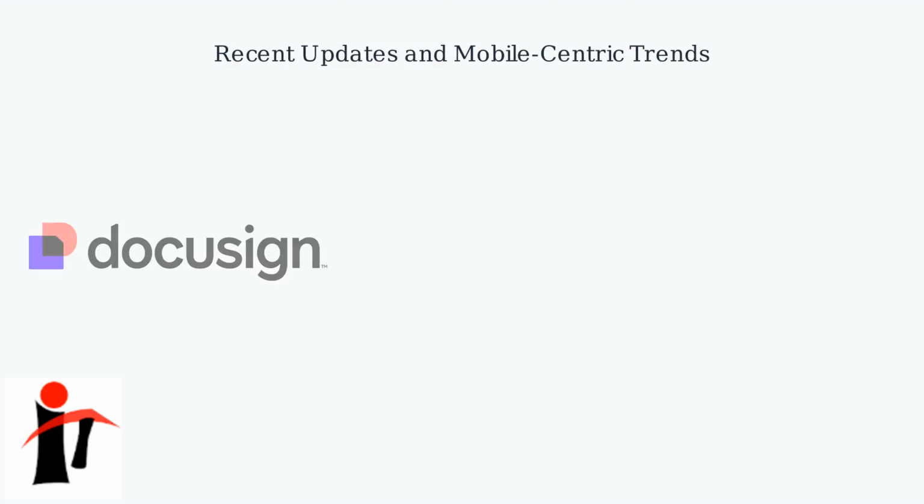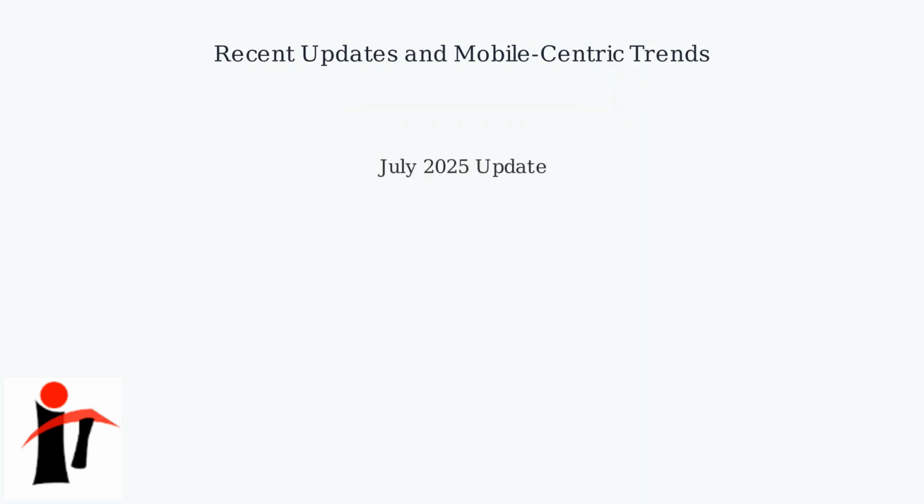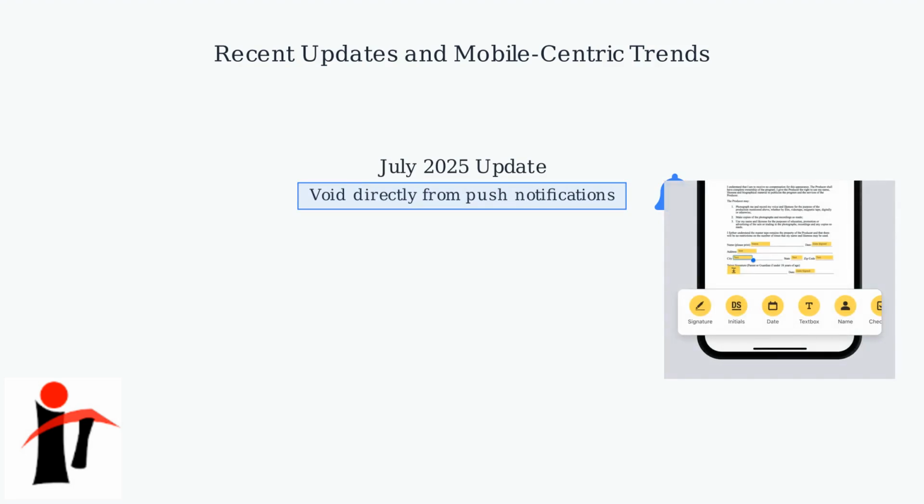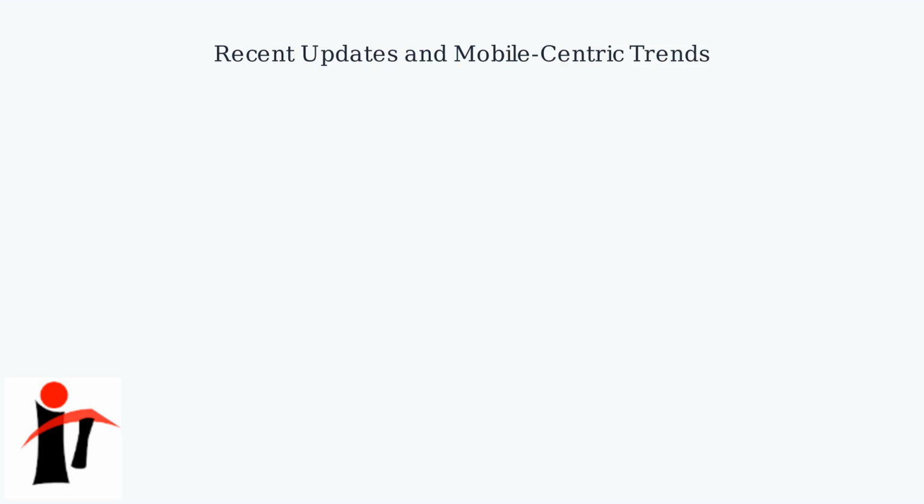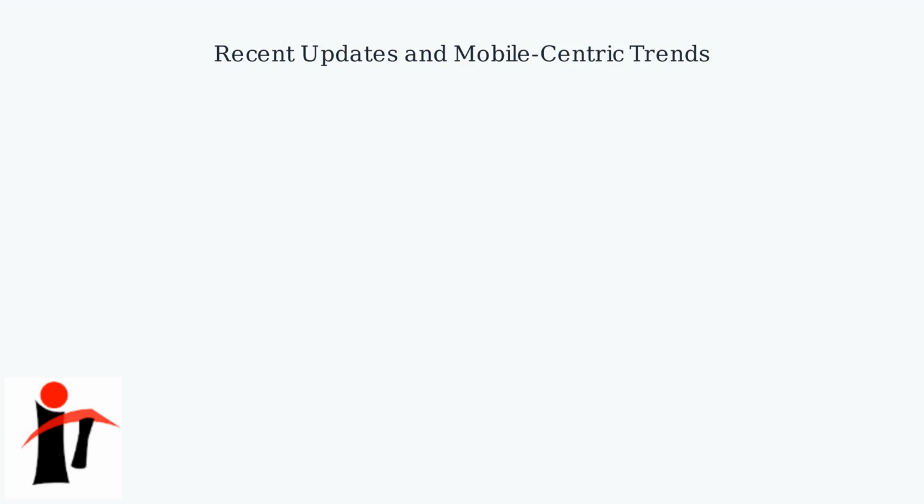DocuSign's mobile app receives continuous updates focused on accessibility and security enhancements. These updates improve user experience and protect sensitive document data. A key update released in July 2025 allows users to void documents directly from push notifications, streamlining the process for time-sensitive corrections. The app now offers better integration with cloud storage services like Google Drive and Dropbox, making it easier to manage documents across platforms.